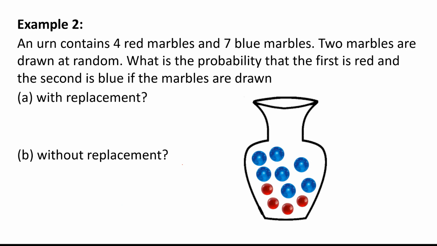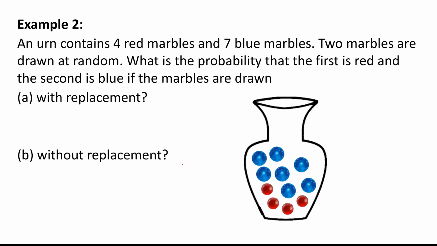All right, so example 2, an urn contains 4 red marbles and 7 blue marbles. 2 marbles are drawn at random. What is the probability that the first is red and the second is blue if the marbles are drawn with replacement? With replacement means you're going to put the marbles back in after you draw them out. And you're looking for the probability that the first is red and the second is blue.